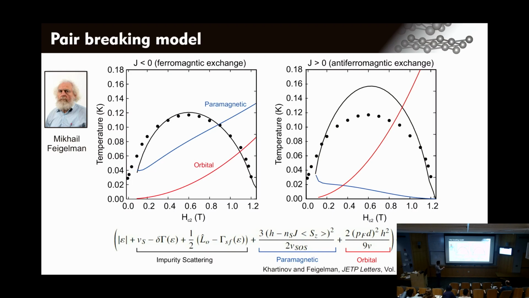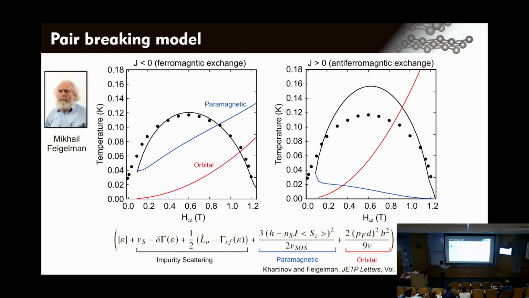There's some impurity scattering rate, which is the Baire rate. But then this is reduced by some delta gamma, which is related to how the spin actually evolves in temperature and magnetic field. We have the paramagnetic effect over here, where H is the real field, and then this is the spin polarization of the magnetic impurities. And then we have the orbital effect.